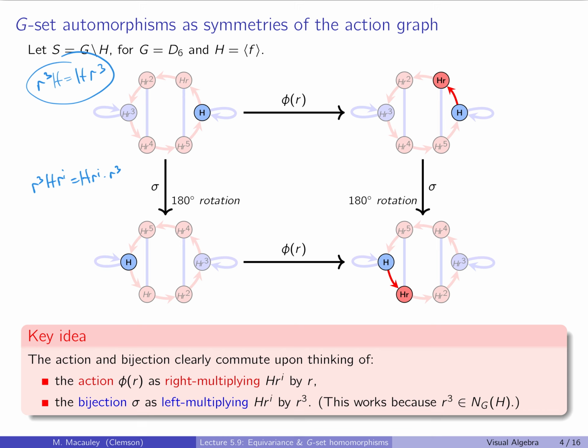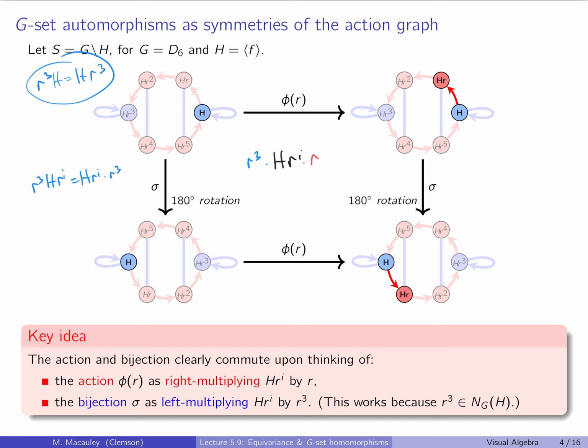And I say clearly, why is that? Well, if we have H R to the I, and we multiply by R on the right, and then we multiply by R cubed on the left, it doesn't matter what order we do those in. They're independent from each other.